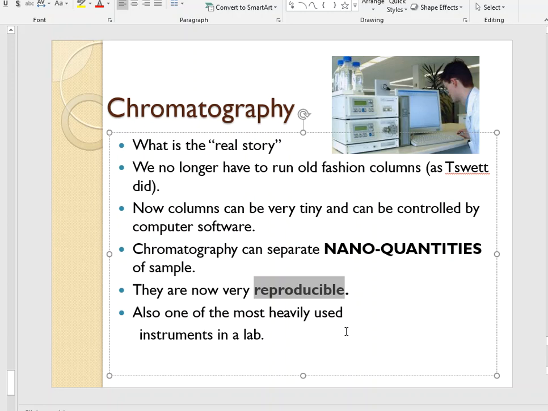And then finally, like I said before, it is one of the most heavily used pieces of equipment in today's lab. So this is something that I will always see going on in a laboratory, no matter what background. And it's very important that you walk away from the class being very comfortable with running a chromatograph and knowing what chromatography is all about.